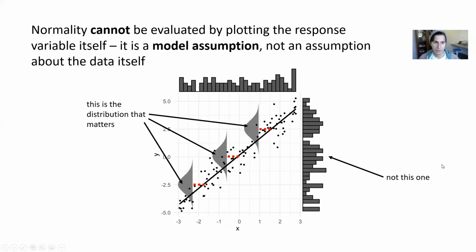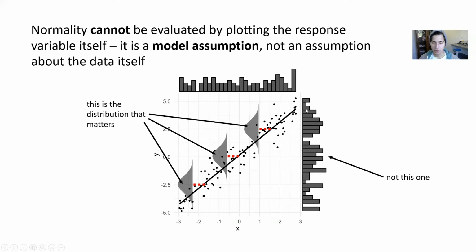What we can't do is evaluate the normality assumption by plotting the response variable itself. Normality is a model assumption. It's not an assumption about the data. So in this example here, I have simulated x from a uniform distribution, and I've simulated y as normally distributed around a linear function of x. So I know that these data meet the assumptions of a linear regression.